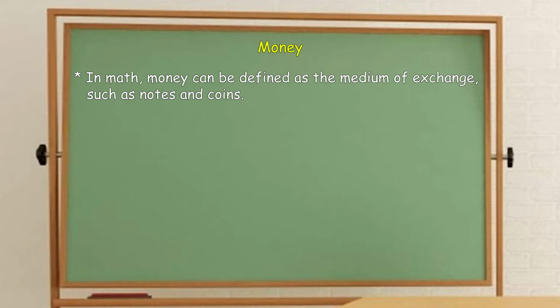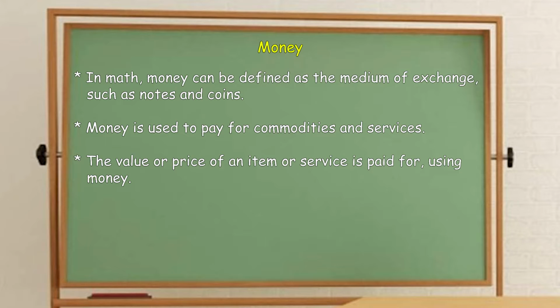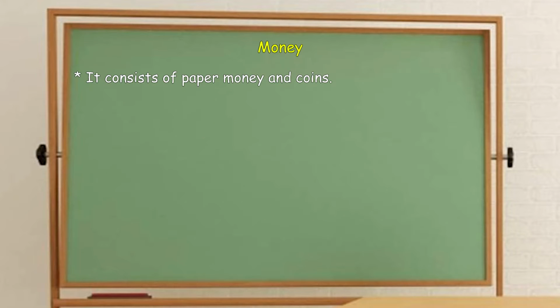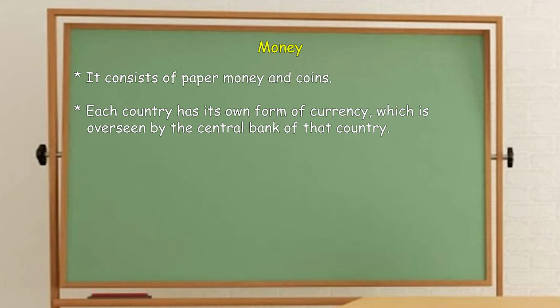In math, money can be defined as the medium of exchange, such as notes and coins. Money is used to pay for commodities and services. The value or price of an item or service is paid for using money. A currency is the system of money used in a country. Currency is the official money of a country. It consists of paper money and coins. Each country has its own form of currency, which is overseen by the central bank of that country.